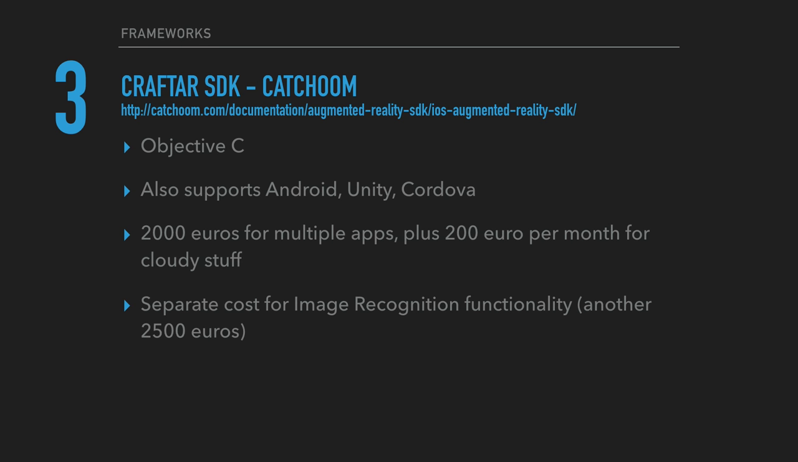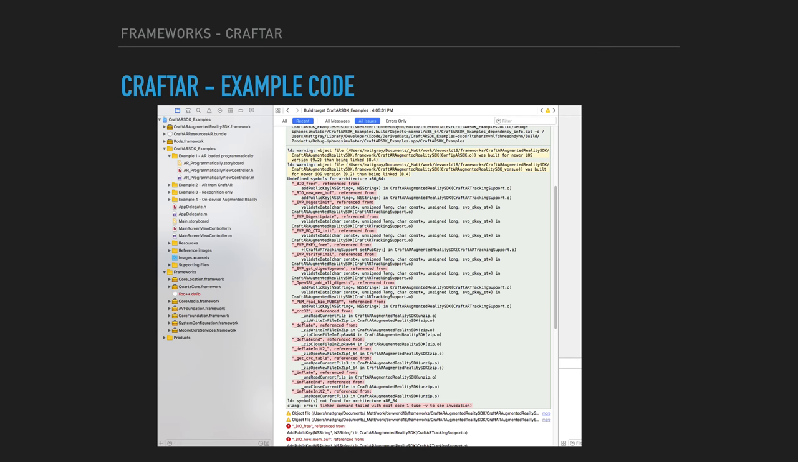2,000 euros, about the same price. This one has a 200 euro per month fee to use their cloud. And you have to use their cloud. It won't work otherwise. They also have two parallel products, one for AR, one for image recognition. I couldn't quite work out which one did what. They seem to have the same features, but you'll pay for each. So you may be able to work that out better than I could.